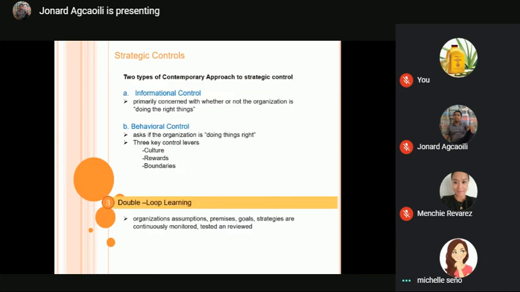Next po. Ito po yung strategic controls. So, dito po sa behavioral control, there are 3 key control levers. So, sa culture po, consider po dito yung beliefs ng employee ng isang tao. Then, sa reward naman po, para gawin po ng tama ng isang employee yung activities, binibigyan po natin sila ng reward.